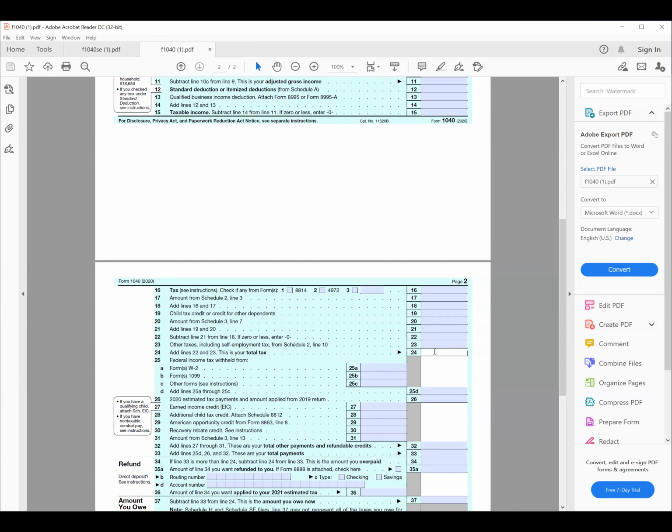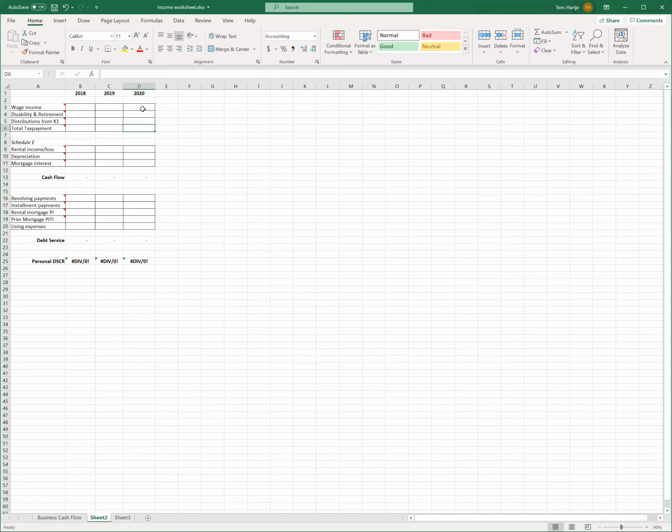So we're looking at gross income, so gross wages and disability received, and then distributions received from the K1s, and then we're going to subtract their tax liability from that. So that is where we're going to get their personal cash flow for the most part on clients. Go back to my form here. So we'll be using wage income, disability, distributions from K1s, and then subtract the total tax payment because they have to pay that.